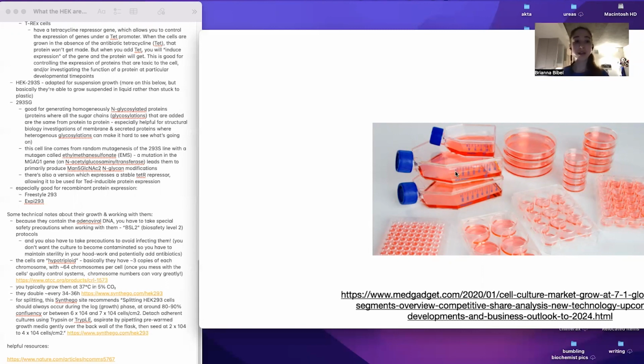And so there's also defined media, so basically serum-free media and things like that. And these Freestyle 293 and these XB293, these are from Gibco, I think. They're expression systems. These are really good for expressing recombinant proteins, just like we were talking about with bacteria. But here we're talking about more large-scale protein production. So we're talking about suspension cells inside of flasks.